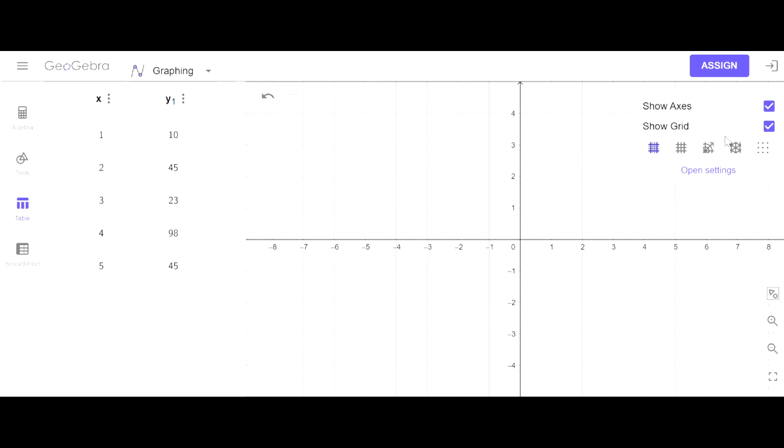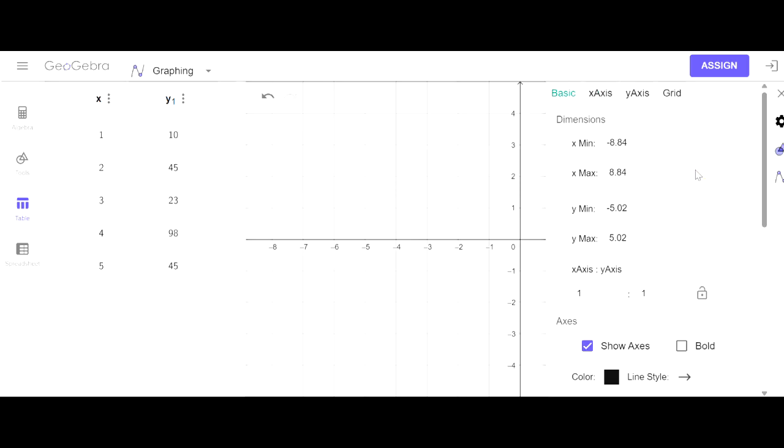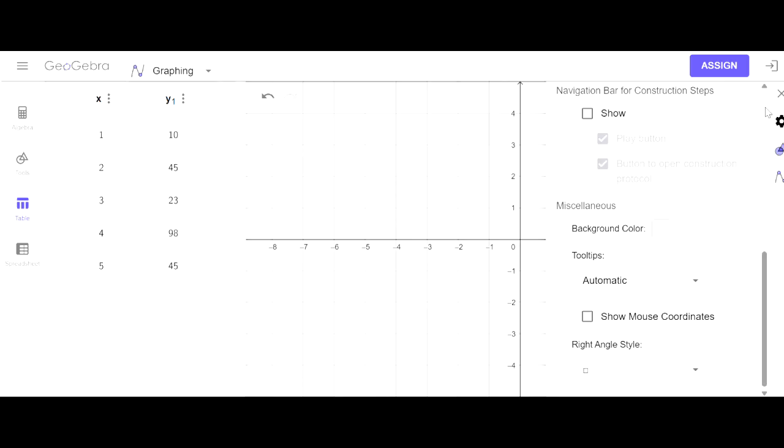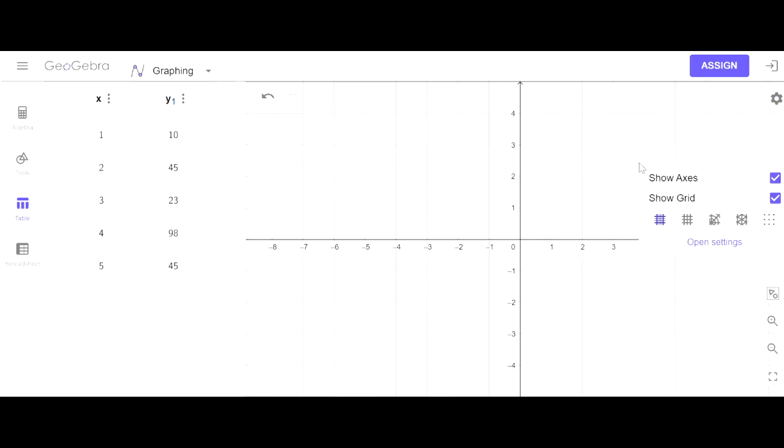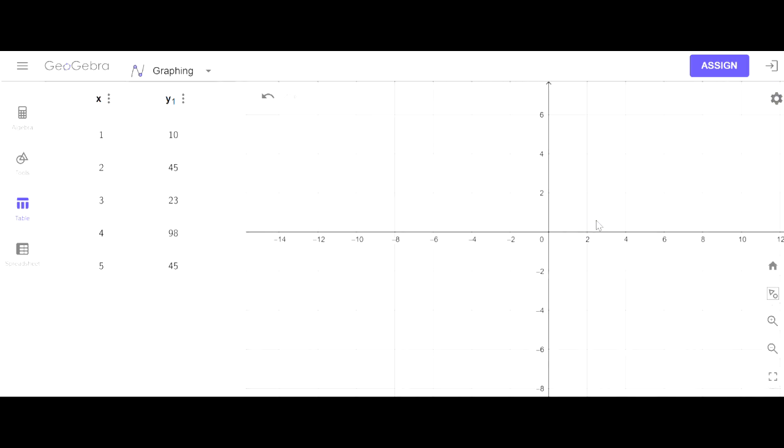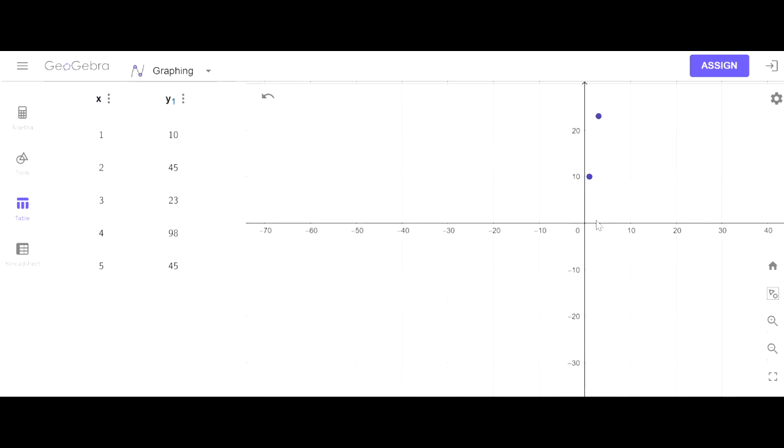Oh, they lied. This is the tutorial the book gave me, and it's supposed to say zoom to fit. And I don't see any of these being zoom to fit. Let's go open settings. Is there zoom to fit? What if I just, nope. Wow, okay, so I'm just going to zoom out until I can see where these are.